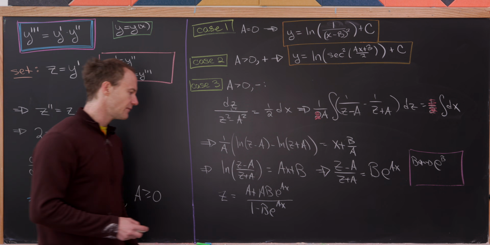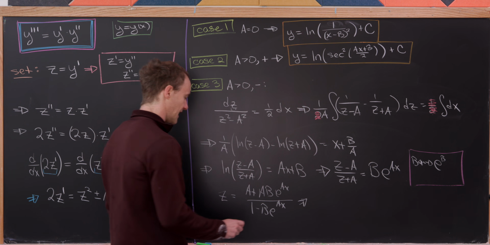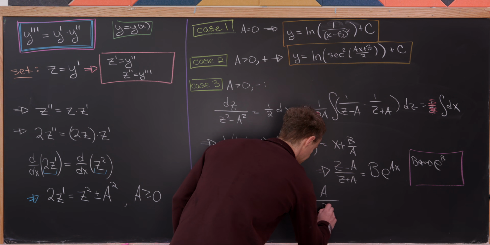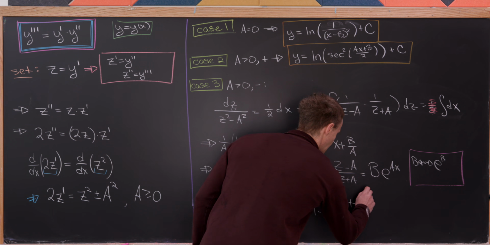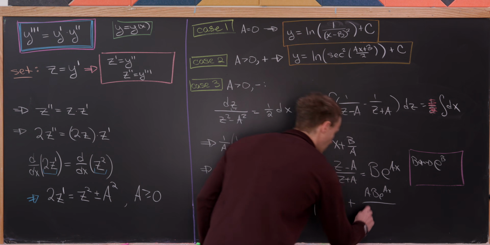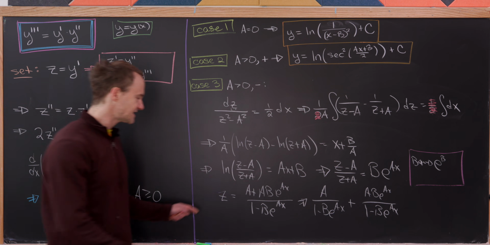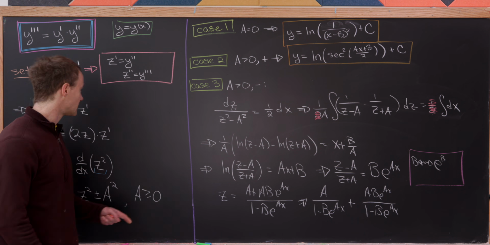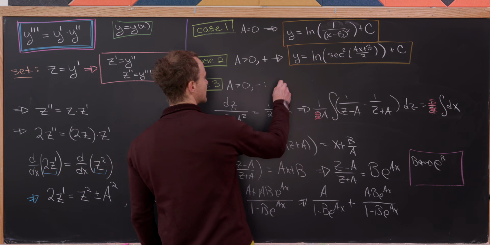But now I'm going to actually separate this out into two pieces, and that is a over 1 minus b times e to the ax plus a times b times e to the ax over 1 minus b times e to the ax. And that's actually going to be the form that I'll need it in to solve our final differential equation, which is y prime equals z. So here, let's write that up here.